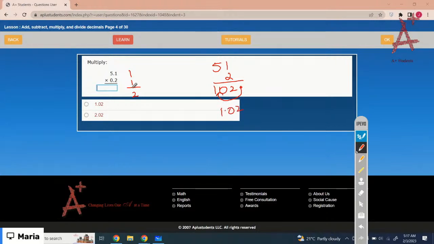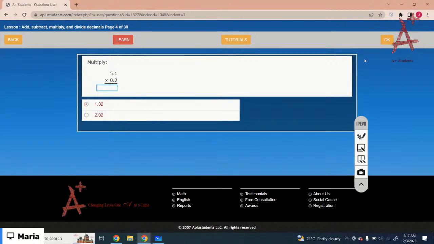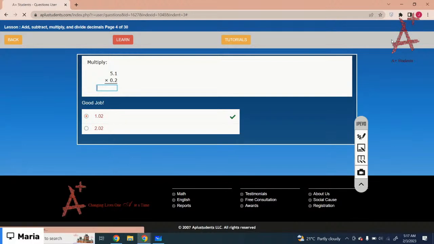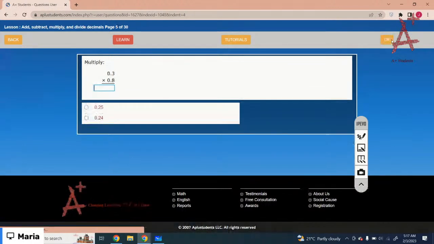Got it? If you have any question, you can just write down the question in the chat box. And if you already know the answers, you can just write down the answers in the chat box. Okay, yes, very good. It is 1.02.